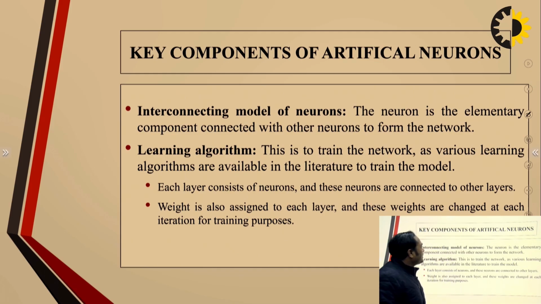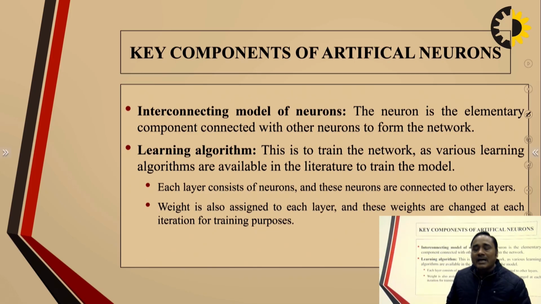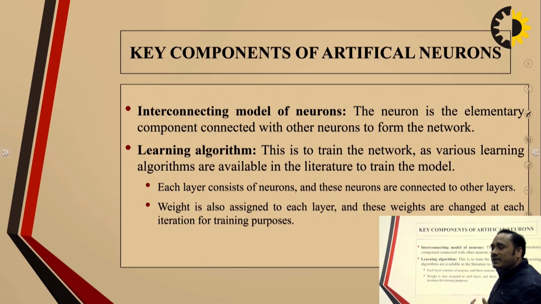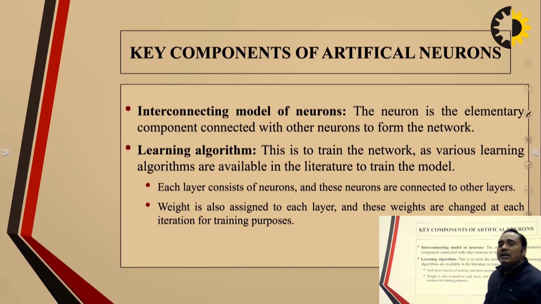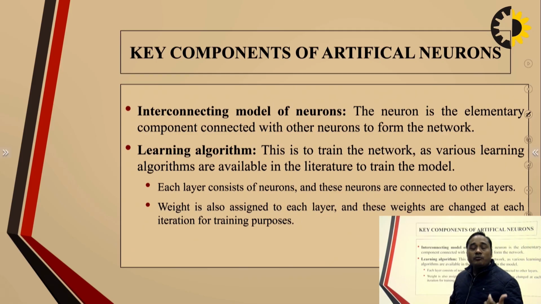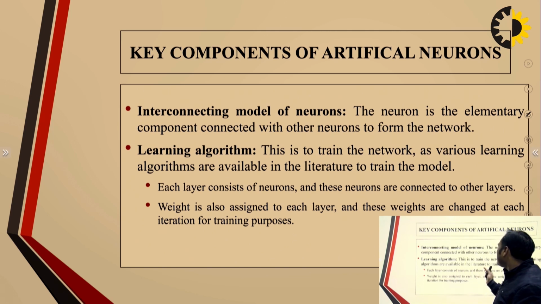Key components of an artificial neural network: the interconnection model of the neurons, because every neuron is interconnected by models or nodes, communicating with the help of the nodes. Learning algorithms, because we will train the model, and if you do not train the model, it will not take the decision. So training is most important in the artificial neural network. Training means to train the network, as various learning algorithms are available in the literature to train the model.